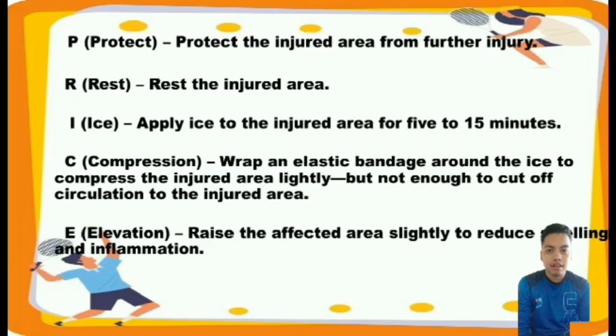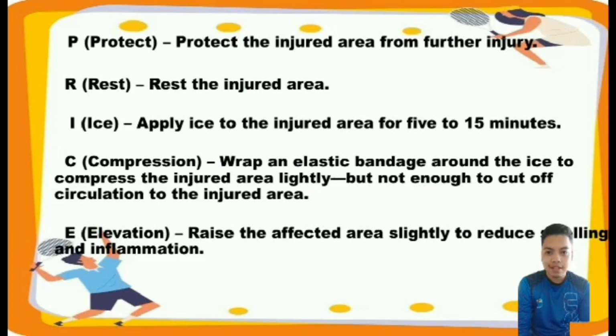Next is the I, which stands for ice. Apply ice to the injured area for 5 to 15 minutes. Wrap several handfuls of crushed ice in a towel and hold it on and around the injured area. Many people instinctively try to soak an injury in warm water, and while this increases blood flow to the injury, it does not ease the inflammation or swelling.